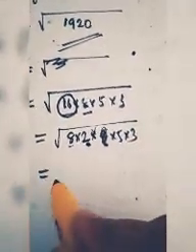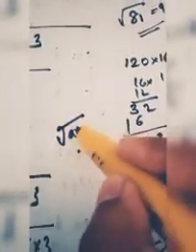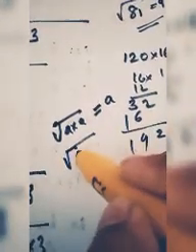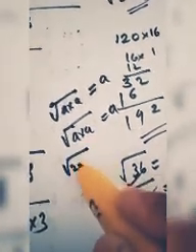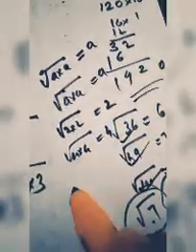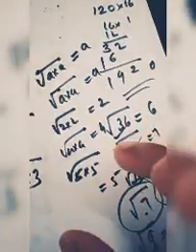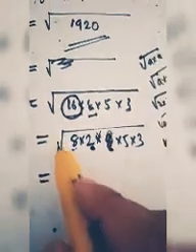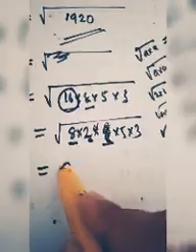What will be the advantage? Square root of a into a, the answer will be a. I repeat, square root of a into a, the answer will be a. Then what will be square root of 2 into 2? The answer will be 2. What will be square root of 4 into 4? The answer will be 4. What is square root of 5 into 5? The answer will be 5. Is it clear for you? Yes. Then what will be square root of 8 into this 8? The answer will be 8, no?